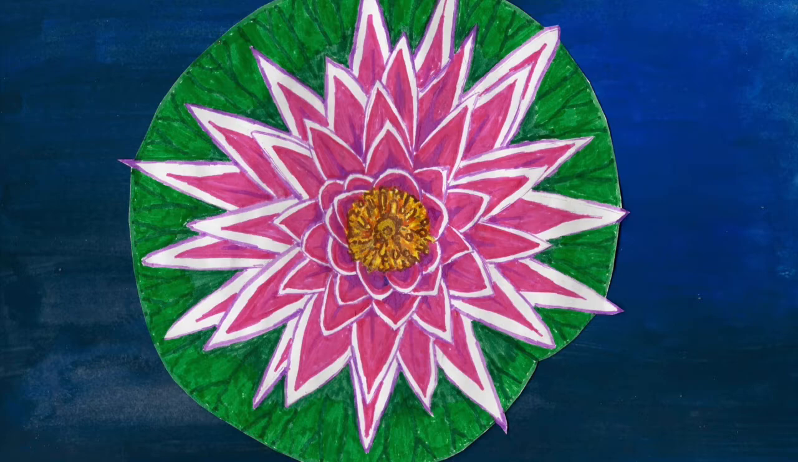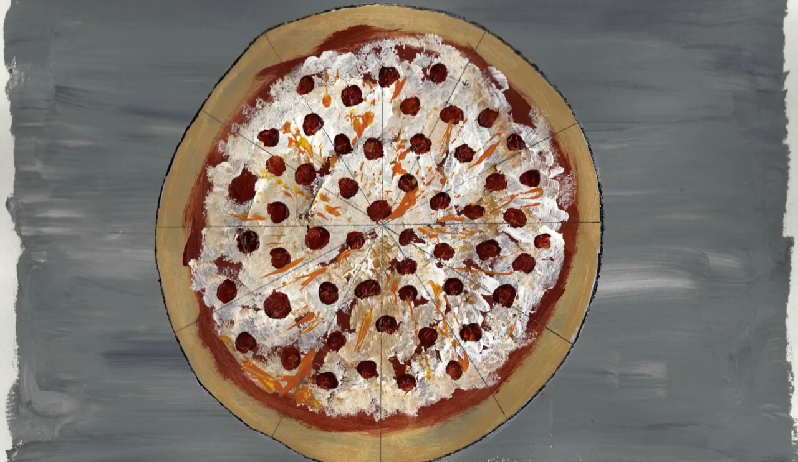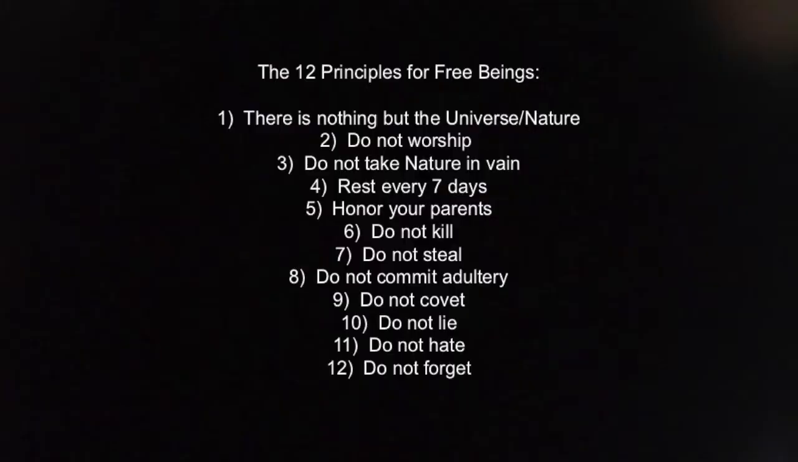So here they are, the 12 principles for free beings. And I painted out a pizza because you can share pizza. There's 12 slices. Number one, there is nothing but the universe or nature. Or if you're so inclined, there is nothing but God. We are living in it. We don't die to meet God. We're living in it. This is our interaction with God.